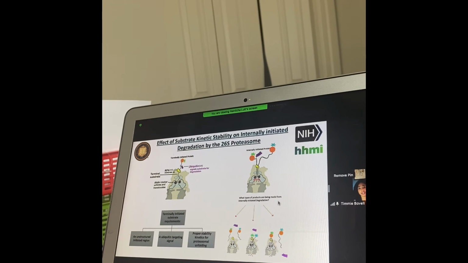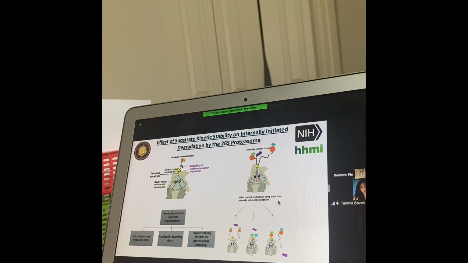So what I mean is, if you notice, you see an internal loop that's entering into the proteasome. So we want to know, based on this hypothesis, what type of products are made from proteasomal degradation? Do we get, in the first image on the bottom, the proteasome having problems with engaging the protein and cleaving, causing both domains to escape? Or do we get, in the second image, the proteasome completely degrading the protein?